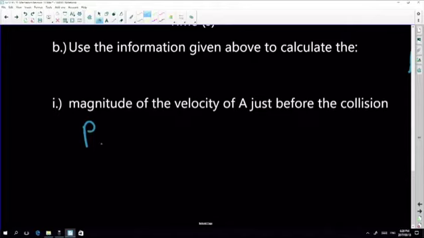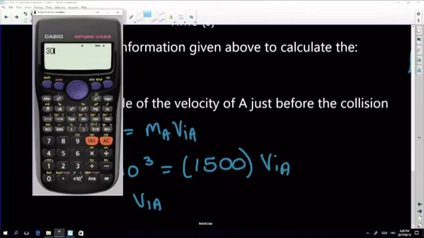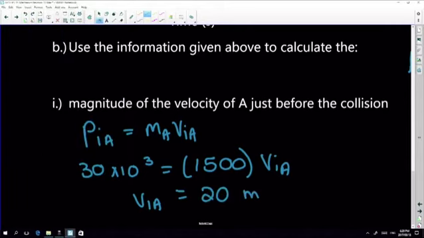So for the first one, that's easy enough. Initial momentum of A is going to be the mass of A times its initial velocity. In fact, this was only worth 3 marks, so it's actually quite easy. So this is 30 times 10 to the 3. A had a mass of 1,500 kilograms. So 30 times 10 to the 3 divided by 1,500 is 20 meters per second. It was going east, but in fact I don't need that. It said magnitude, so I just needed the 20 meters per second. If you put a direction when you ask for magnitude, it's really not a problem.